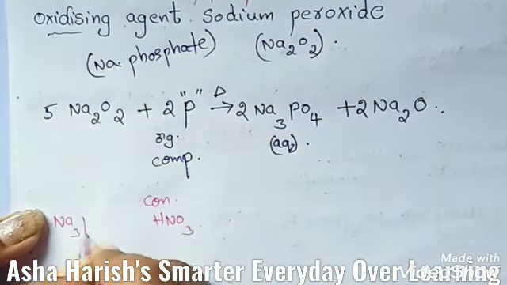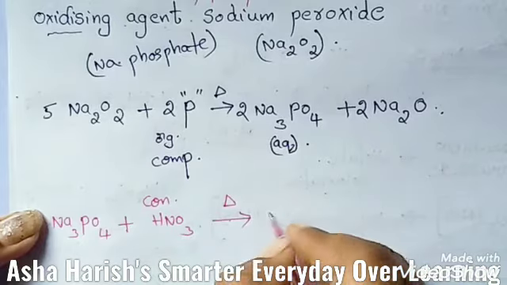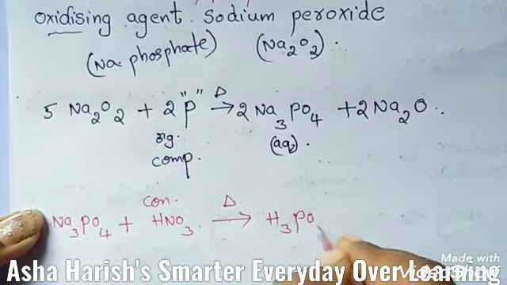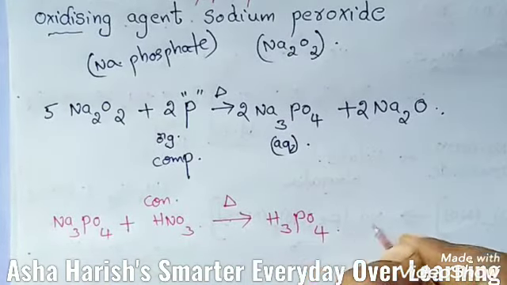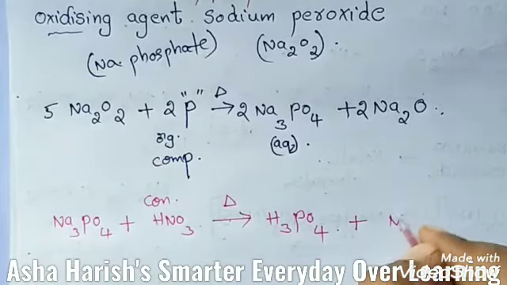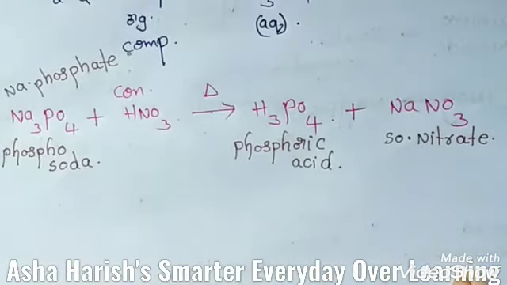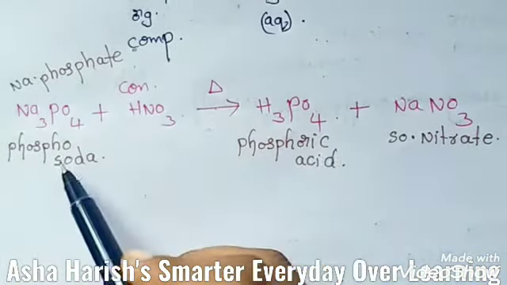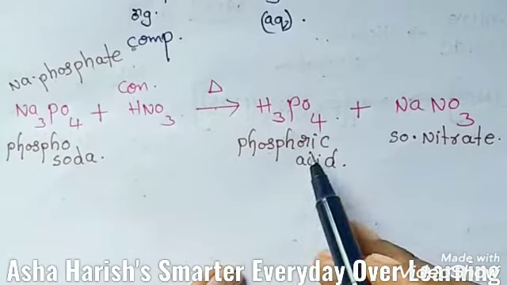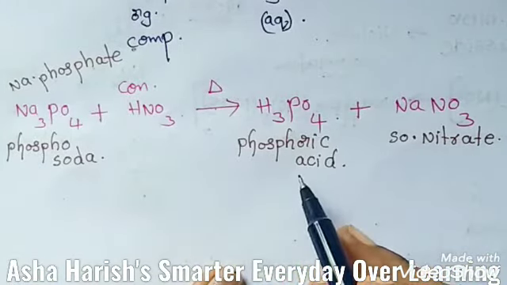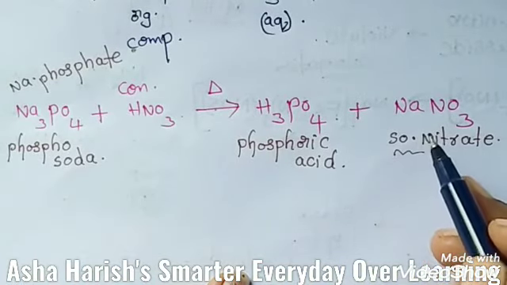Na3PO4 plus HNO3 gives H3PO4 and sodium nitrate. Here Na3PO4 is sodium phosphate, also called phosphor soda, and it is treated with concentrated HNO3. Then phosphoric acid, H3PO4, is formed along with NaNO3, sodium nitrate. These two are formed as products.